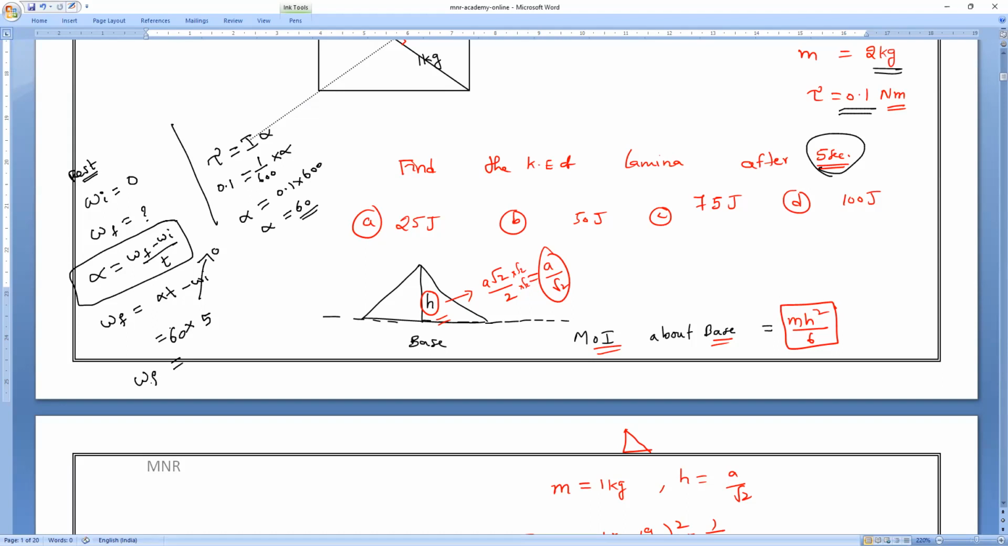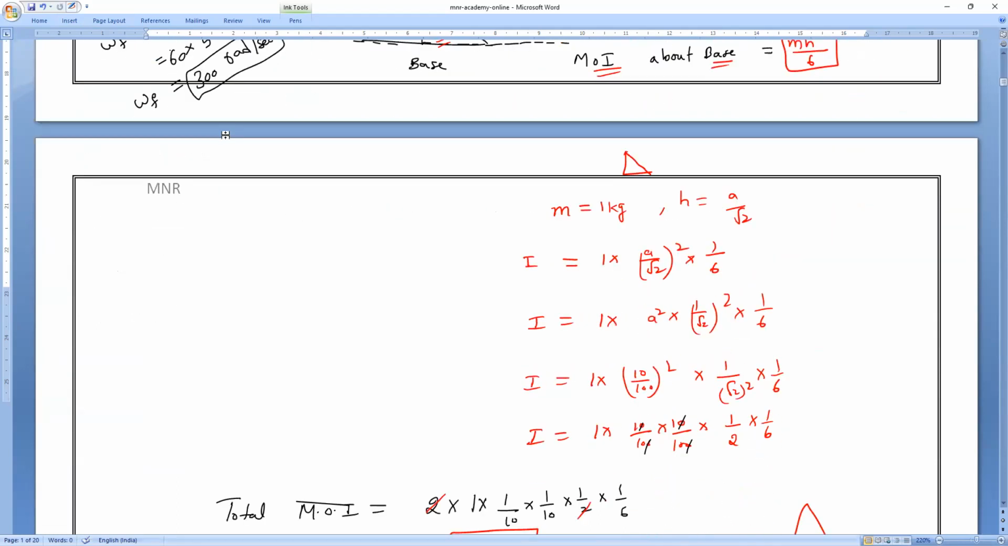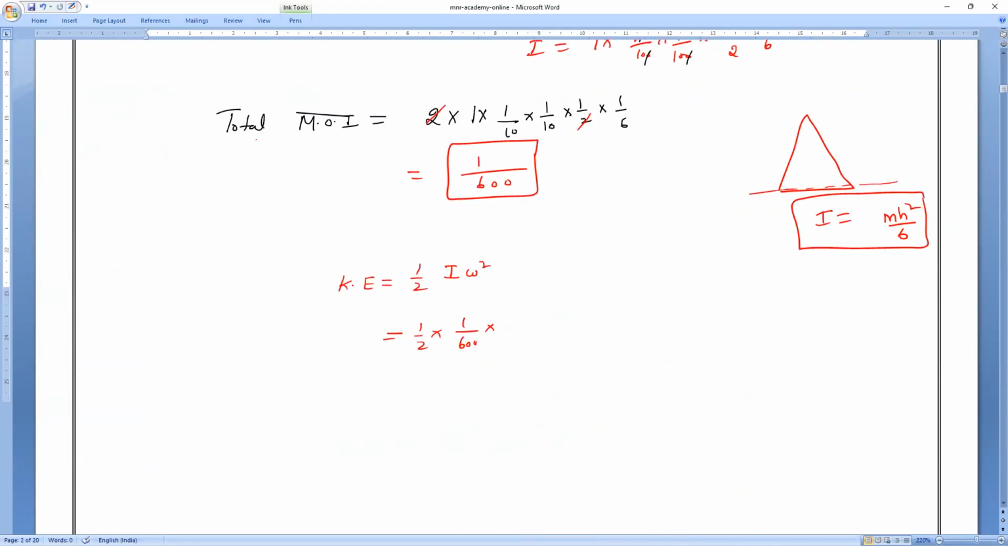So what is the final angular velocity, everybody? 6 5s are 30. Not 30, say 300. 300 radians per second. So that is the final angular velocity. 300. 6 5s are 30, 300. So that is what you have to do.